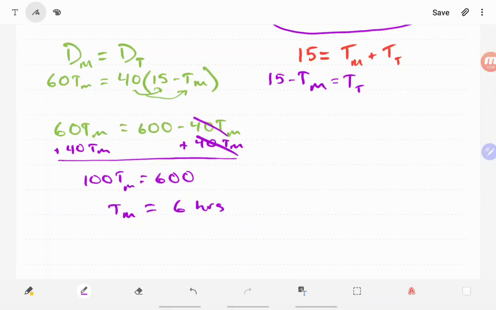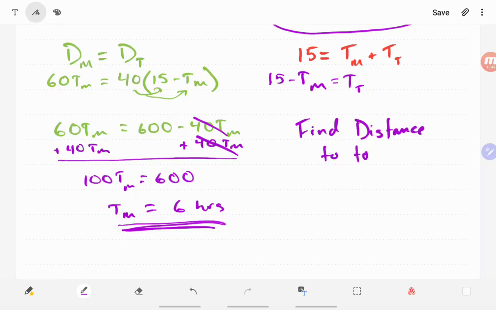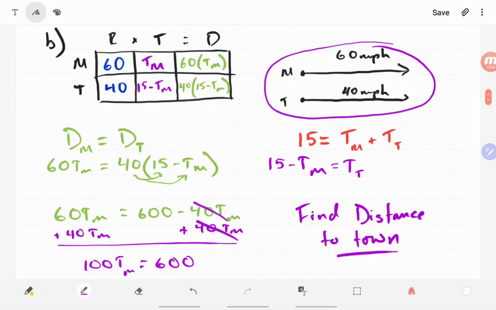Now, what are we trying to answer here? It says, how far was it to town, right? Some of us might stop here and say, hey, I found an answer to one of the variables, I'm good, I'm going to stop. But no, we need to figure out how far was it to town. I want to find the distance to town. Well, I can use either one of these.